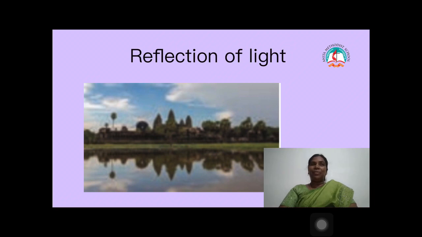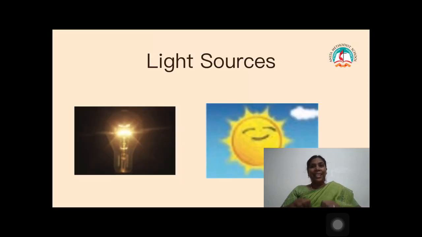Next, we are going to revise reflection of light. Children, we see the world around us with the help of light. How are we seeing this world? If the place is dark, can we see anything? No, we can't see anything. Why? Because the place is dark. If we want to see the things around the world, what do we want? We want light. Where do we get the light, children?